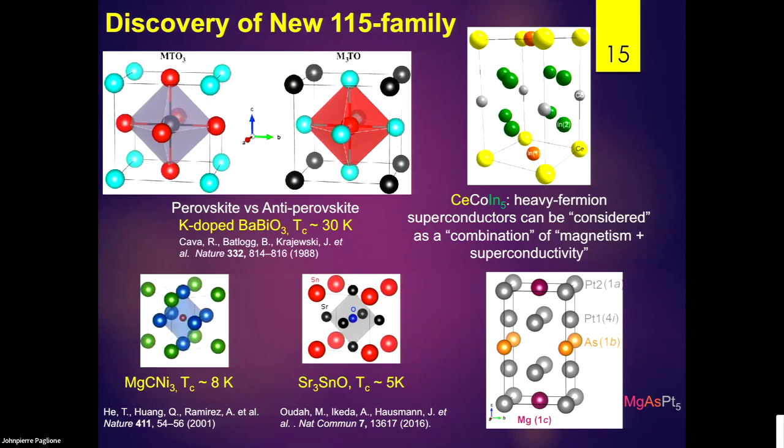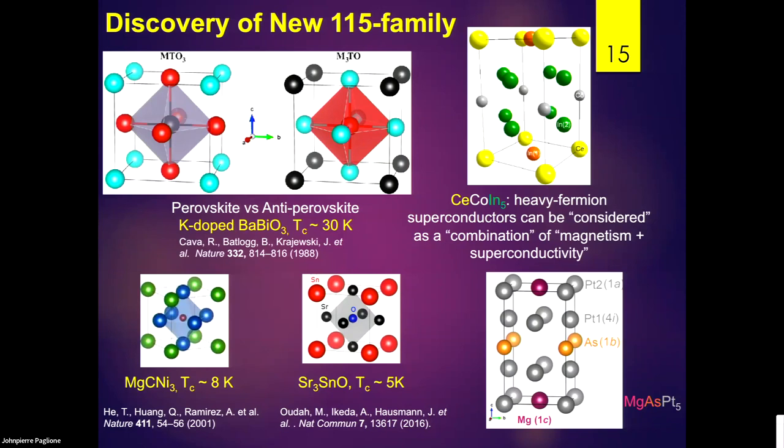So this is like a compound. I think most of the students are very familiar. That's the perovskite structure, the perovskite ABO3, right? So for example, the potassium-doped barium bismuth oxide, BaBiO3, this is a superconductor. The Tc is 30 Kelvin. And so this is the perovskite structure.